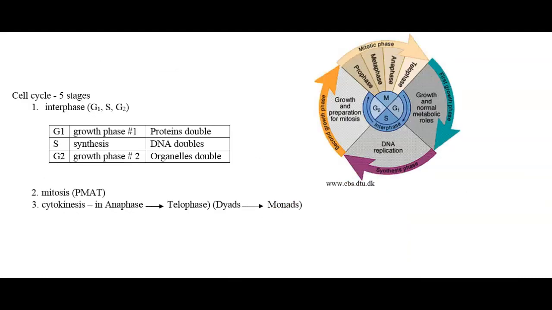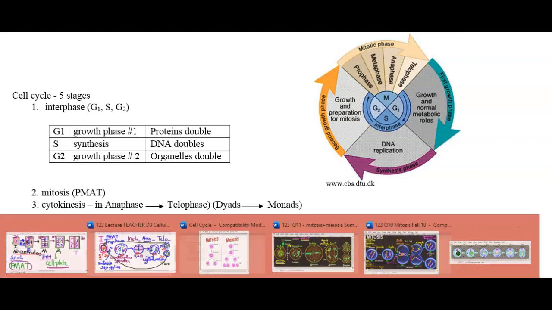Review. Cell cycle, 5 stages. Interphase has 3. G1, protein double. Synthesis, DNA doubles. G2, organelles double, PDO. Mitosis, dealing with the nucleus, PMAT. Prophase, metaphase, anaphase, telophase. Cytokinesis is the doubling of the cytoplasm. It's going to be starting in anaphase, continuing on to telophase, and in anaphase, the dyads are going to come back to become monads. So it's going to spend most of its time in interphase.